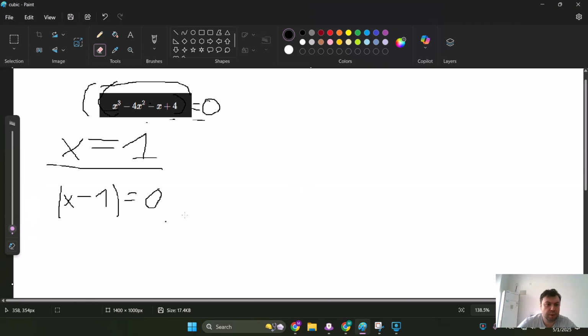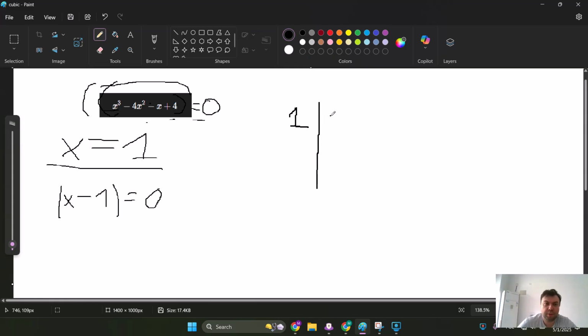So in order to divide this polynomial by that one, we first write a root. What is the root? As we remember, the root is 1. So we write the root here, number 1.